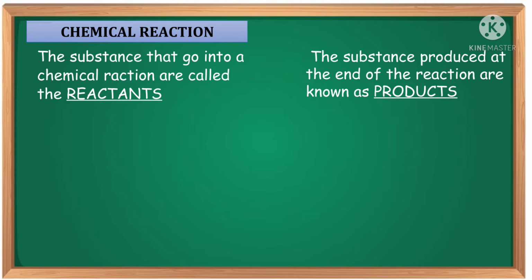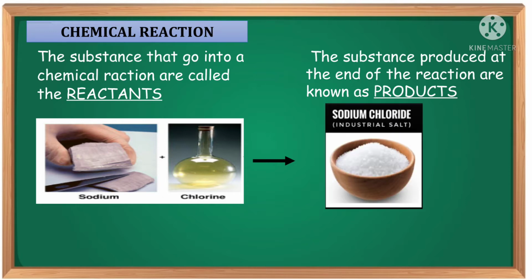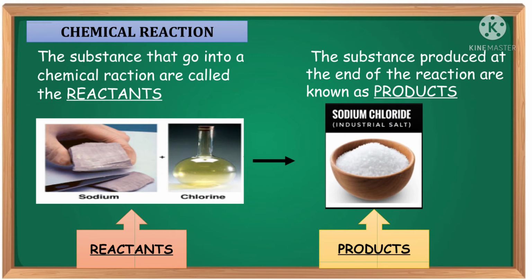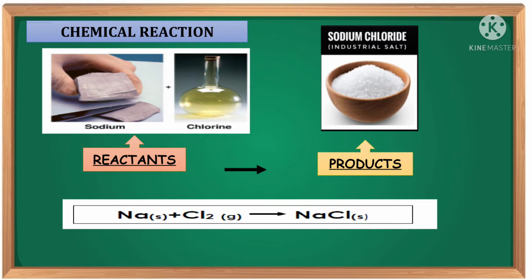For example, when sodium reacts with chlorine, it forms sodium chloride, or the industrial salt. The sodium and the chlorine are the reactants, while the sodium chloride is the product. The reactants and the products in a chemical reaction can be written into a chemical equation.